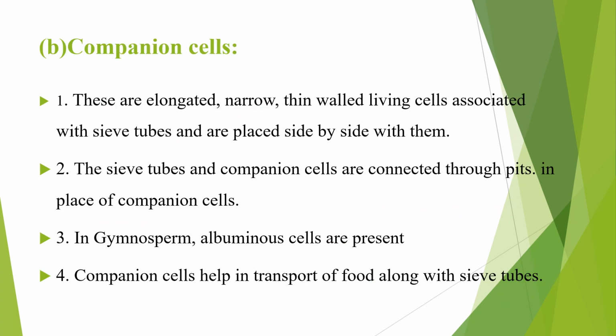Then companion cells, these are elongated, narrow, thin-walled living cells associated with sieve tubes and placed side by side with them, so named as companion cells. These sieve tubes and companion cells are connected through pits or holes. In place of companion cells, in gymnosperms, albuminous cells are present. Companion cells help in transport of food along with the sieve tubes.